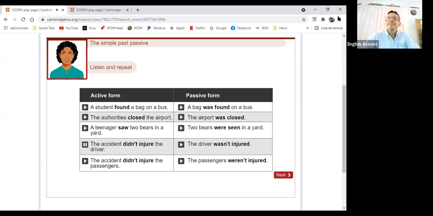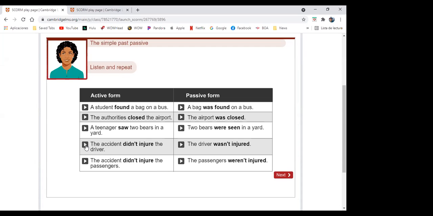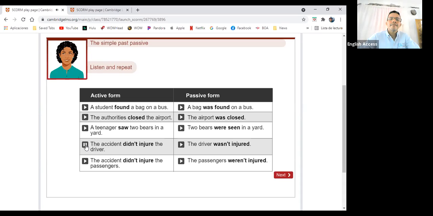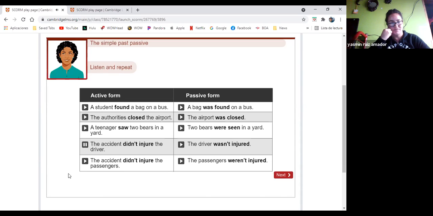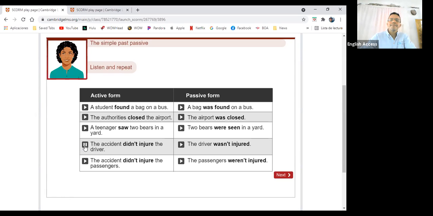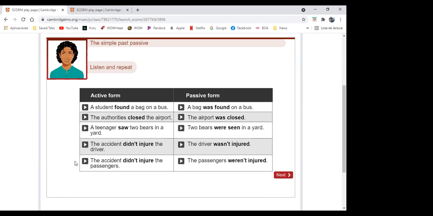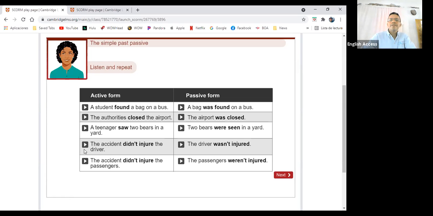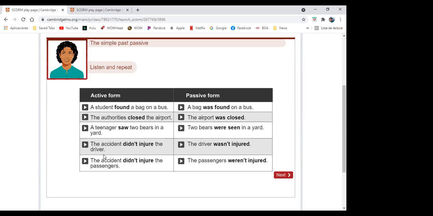The accident didn't injure the driver. Felix. Yes, teacher. The accident didn't injure the driver. Repeat, please. The accident didn't injure the driver. Okay, pay attention. The accident didn't injure the driver. One more time, practice. Do you notice your mistake? One more time. The accident didn't injure the driver. Try one more time.